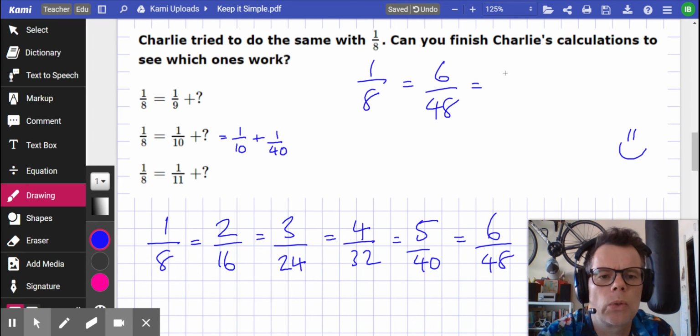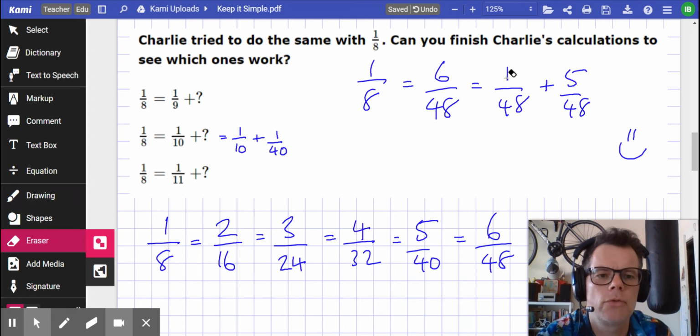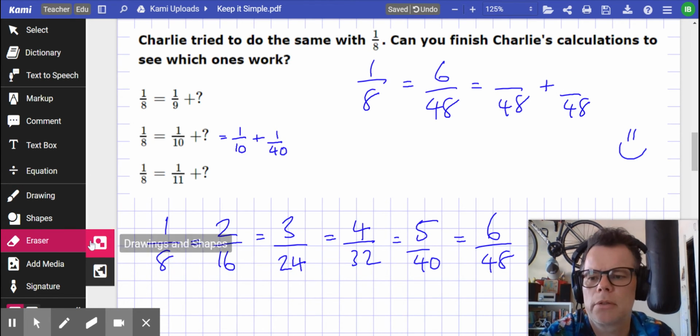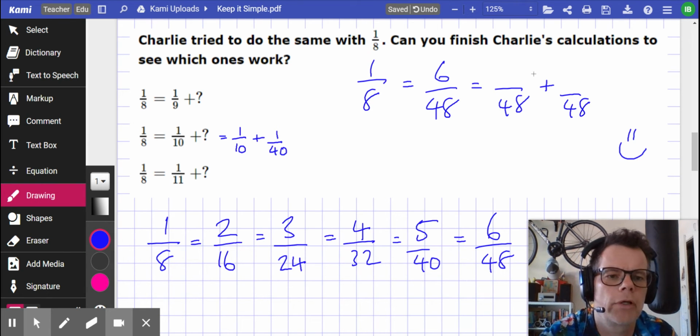Maybe I could do 1 over 48 plus 5 over 48. But that doesn't really help because I can't make 5 over 48 into a unit fraction. But maybe I could change this up here. What do you think? Maybe I could write it as, I don't know, not 1 and 5. Maybe I could write it as 2 and 4. What do you think?